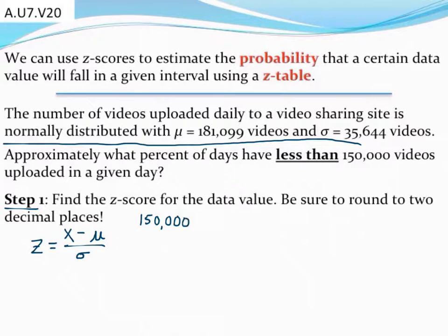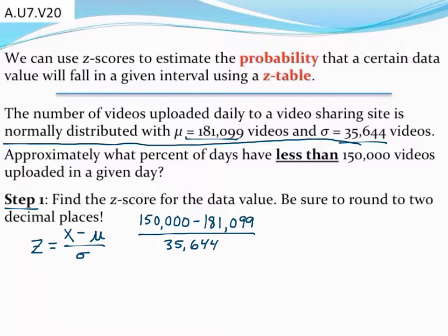We're then going to subtract mu. That Greek letter mu represents our average, our mean score. I can see that that mu value, that average number of videos uploaded, was 181,099 videos. Then I'll divide by sigma, which represents our standard deviation. We're given that value as well, this 3,644 value. Not a fun one to do by hand, but hopefully you have a calculator out there, and that's not a big deal at all then.